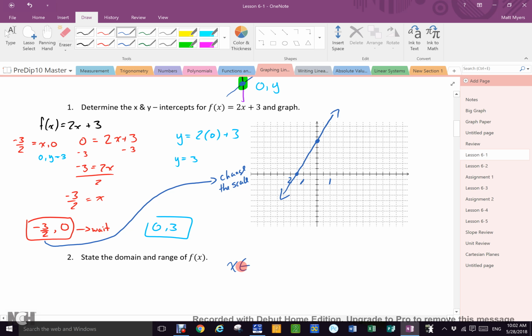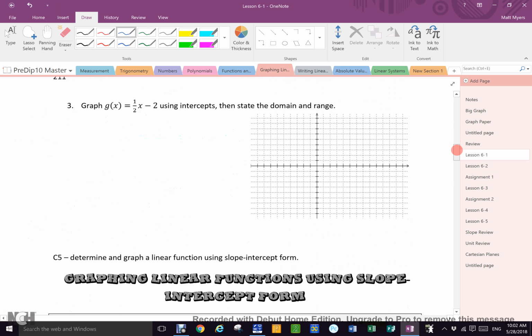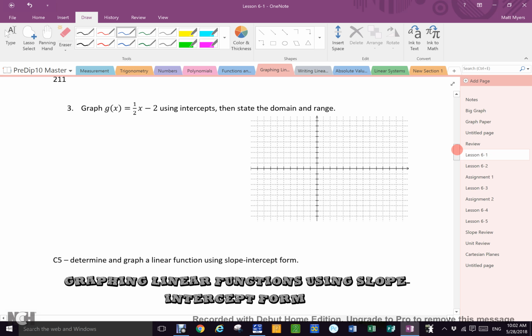X is a set of what? Every real number. Real numbers. What's y? Every real number. And then... Everybody good? Everybody can find intercepts? Great. Turn the page over and do it. Go.